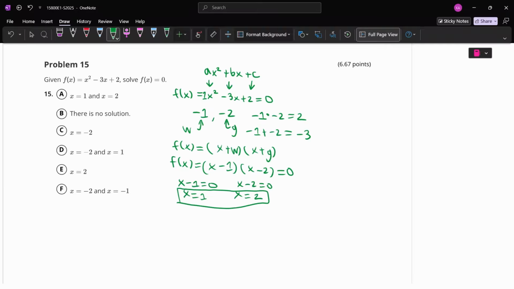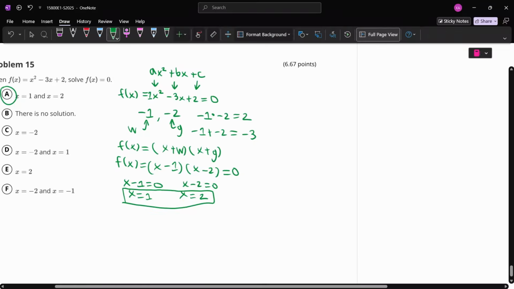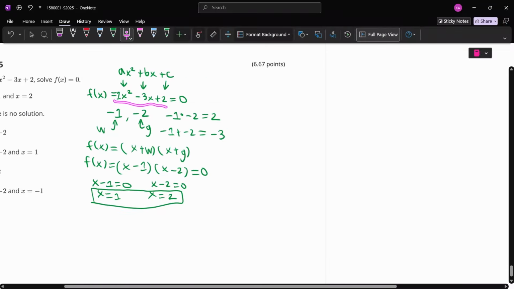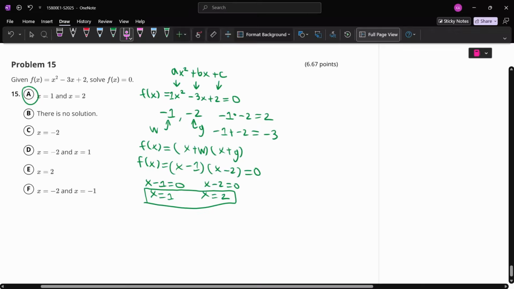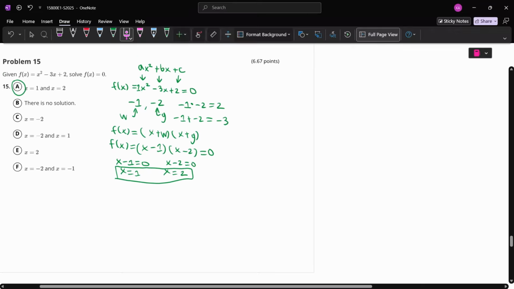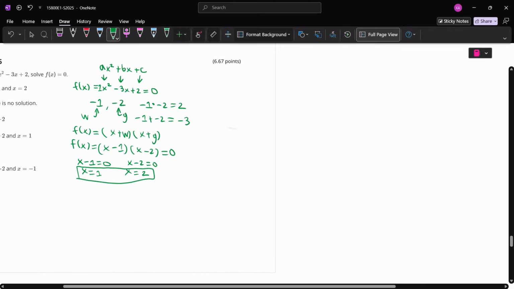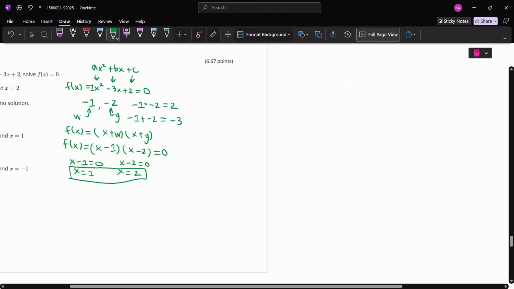And so the answer to this question would be A. So that's how you would solve this problem if you were to factor. There are other ways you can do this. I mentioned that earlier, that since the leading coefficient of this expression is 1, we can also solve this by completing the square, which is an alternate approach that you can use to get to the same result if that's what you want to do.